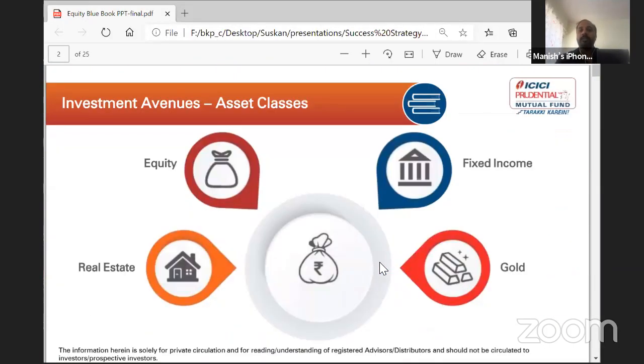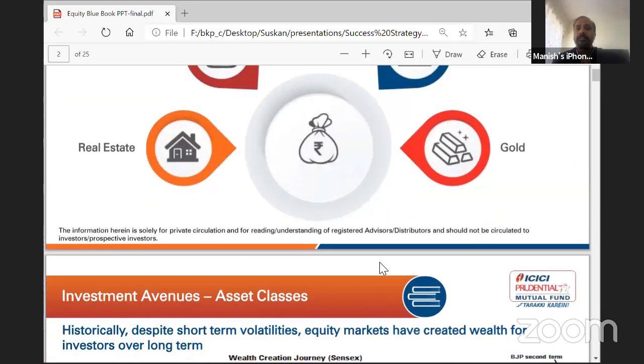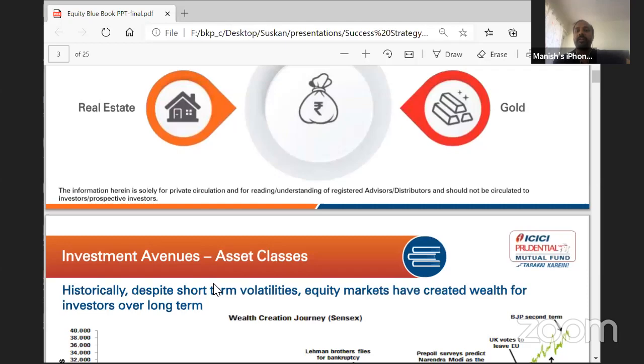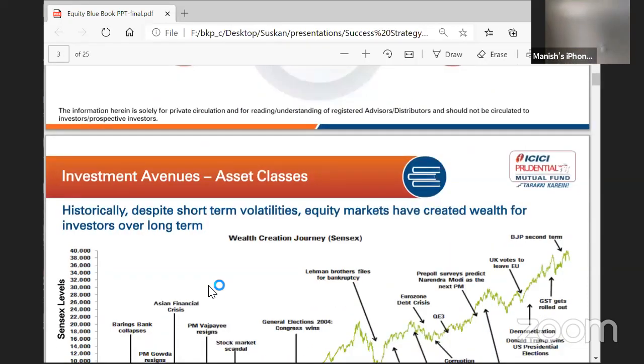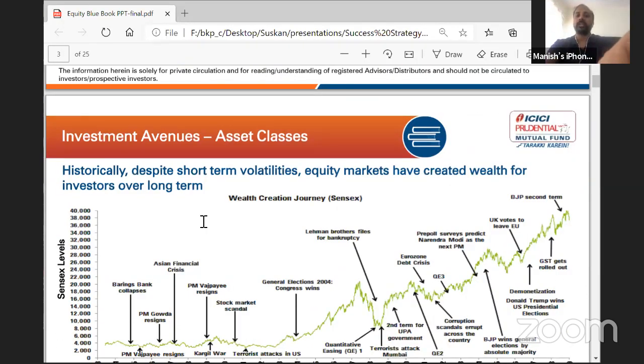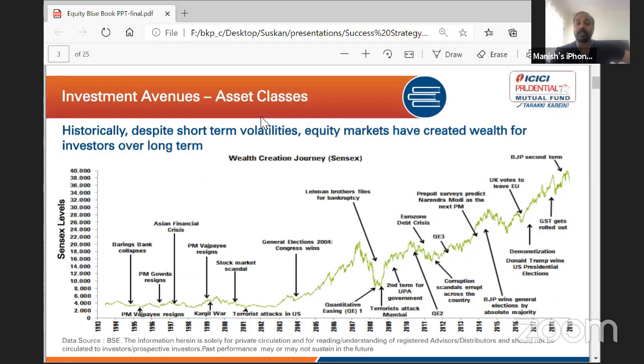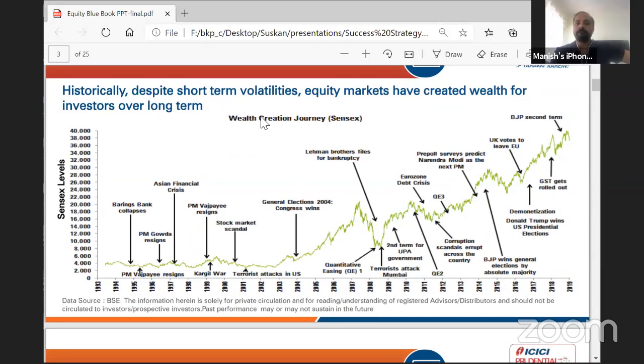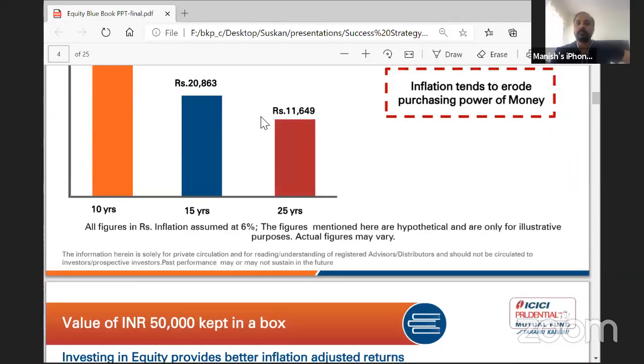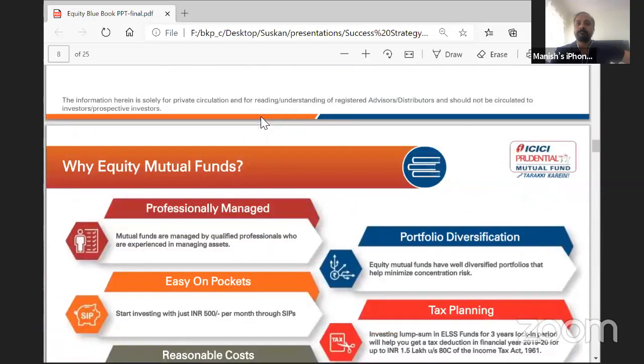Yes, I think Kanak, thank you. I think this is exactly what we are looking at. This is the equity blue book which we have created, and we would be sharing the presentation across to you. So if we go to slide number 13, sorry.